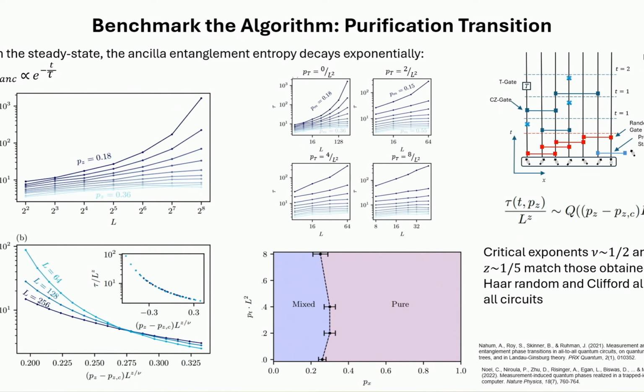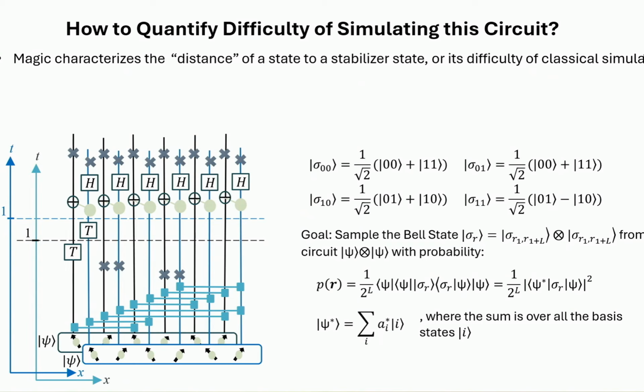What we want to do now is characterize how difficult it is to simulate the circuit. There's this quantity called magic that tells you how difficult it is to simulate your circuit. Basically you can think of it as a metric that gives you the distance of your state to a Clifford state or a stabilizer state.